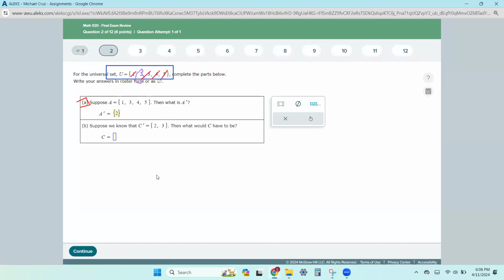And why is it the complement? Because if we take those two, A and A complement, and union them together, if we squish them together, then it ends up being the original universal set. That's what the complement is. They have no intersection. They're complete complements to one another.